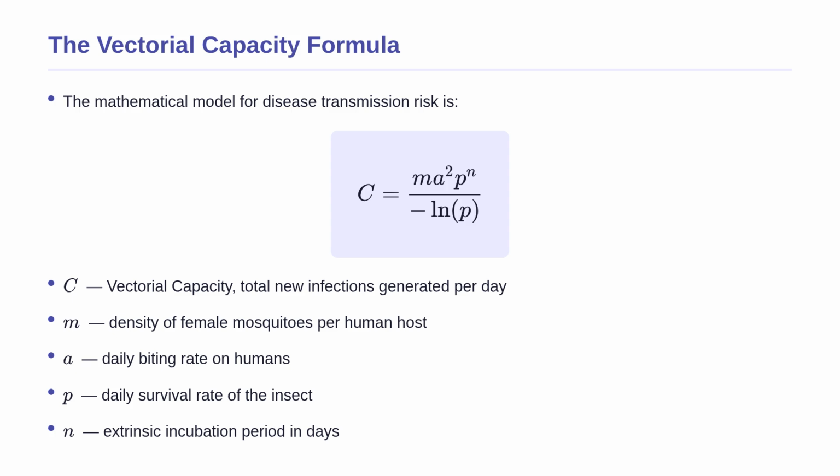C is the total number of new infections generated per day. The variable m stands for the density of female mosquitoes per human host. The variable a represents the daily biting rate on humans. Notice that a is squared. This means if we reduce the biting rate, the disease transmission drops exponentially. The variable p is the daily survival rate of the insect, and n is the incubation period of the pathogen.